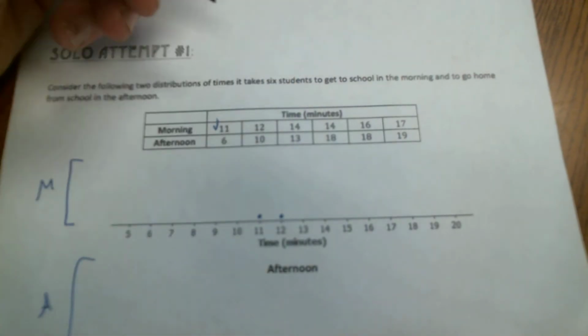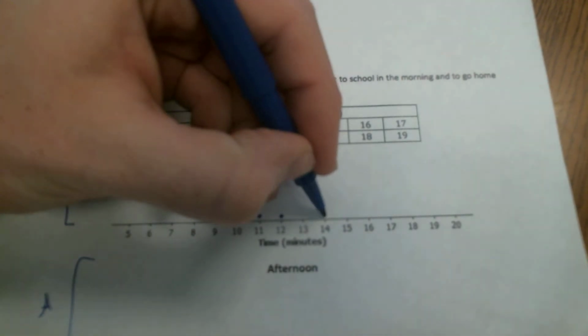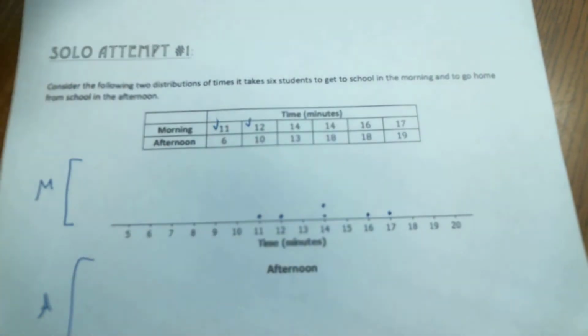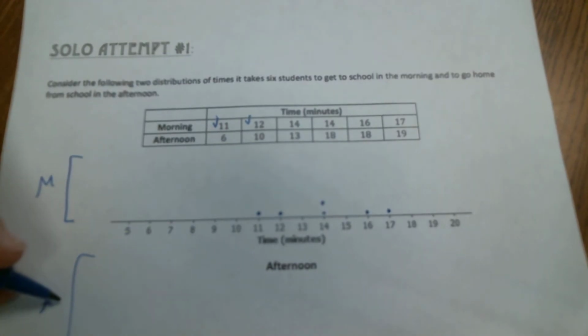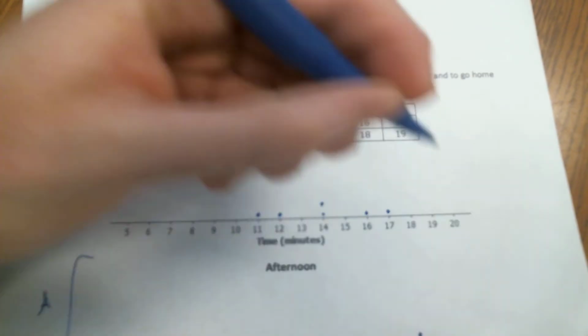So we have 1 at 11, 1 at 12, 2 at 14, 1 at 16, and 1 at 17. For the afternoon, we have 1 at 6 minutes, 1 at 10 minutes, 1 at 13 minutes, 18 minutes, another 1 at 18 minutes, and 19 minutes.